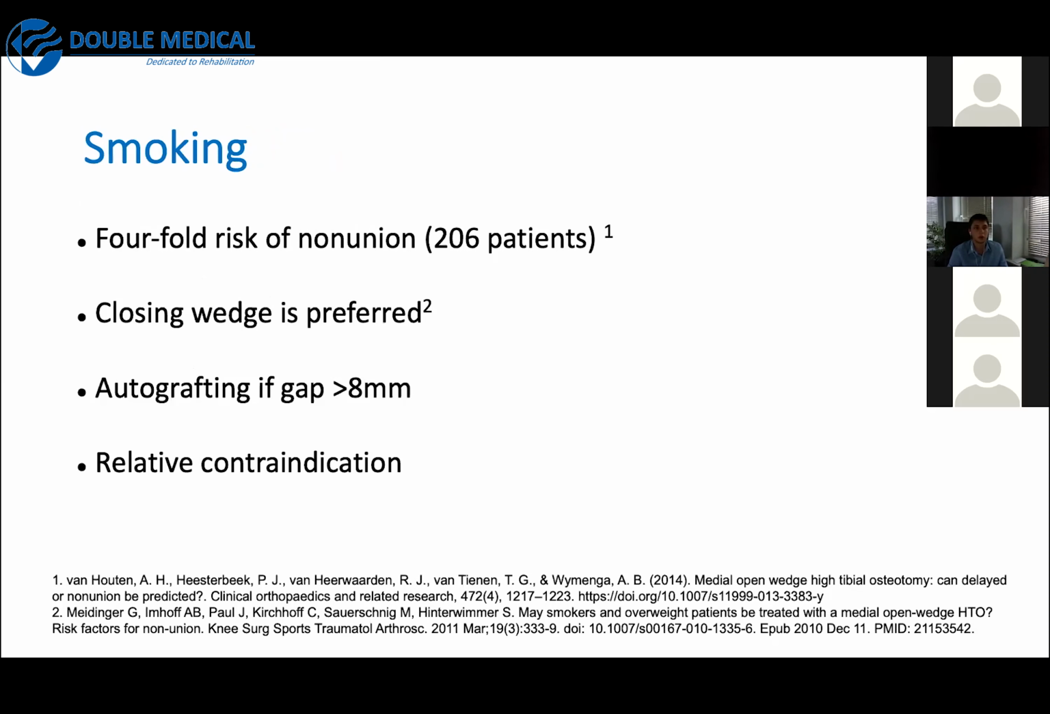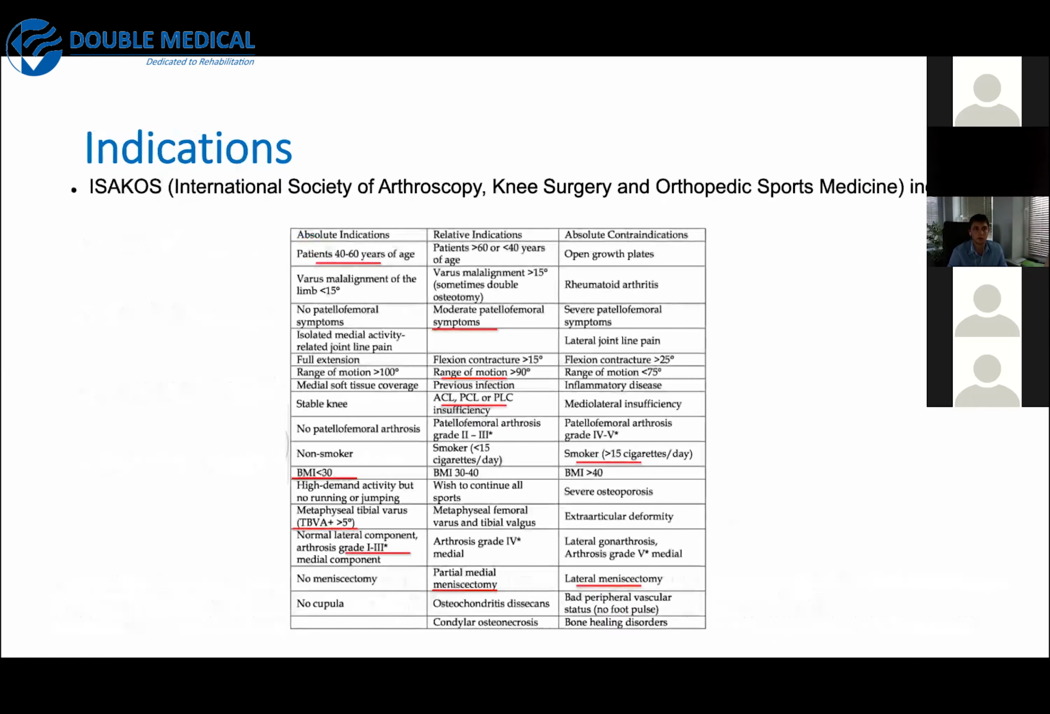Smoking increases the risk of non-union 4 times. In these patients, it is preferred not to do the surgery, but if we do, closing wedge osteotomy probably is preferred. And this is a relative contraindication to the surgery.